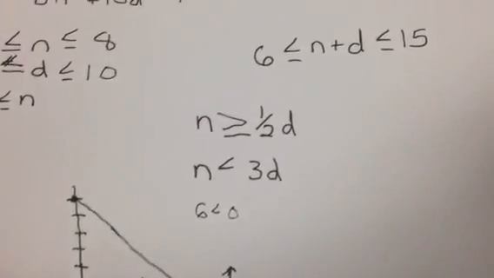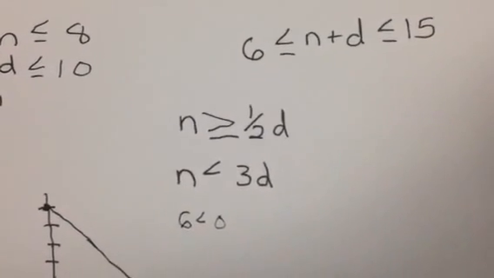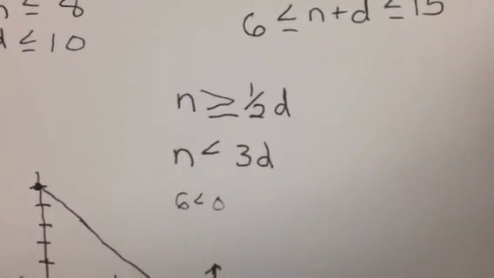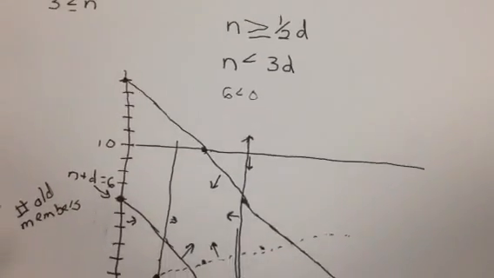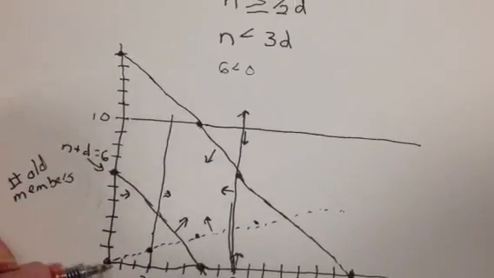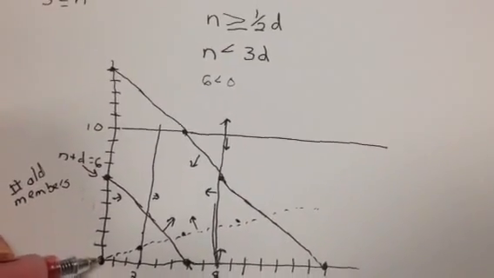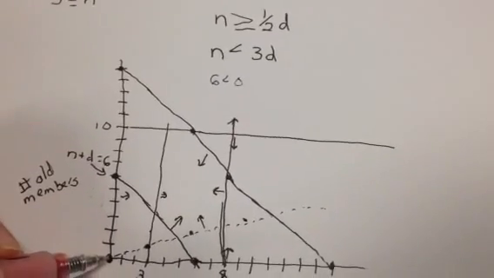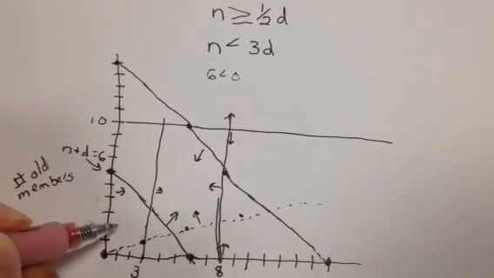One is the number of new members is greater than or equal to 1/2 the number of old members. So let's see here, that would be 0. 0 would work there in that equation. Say you made the number of old members 2, that would make the number of new members 1.